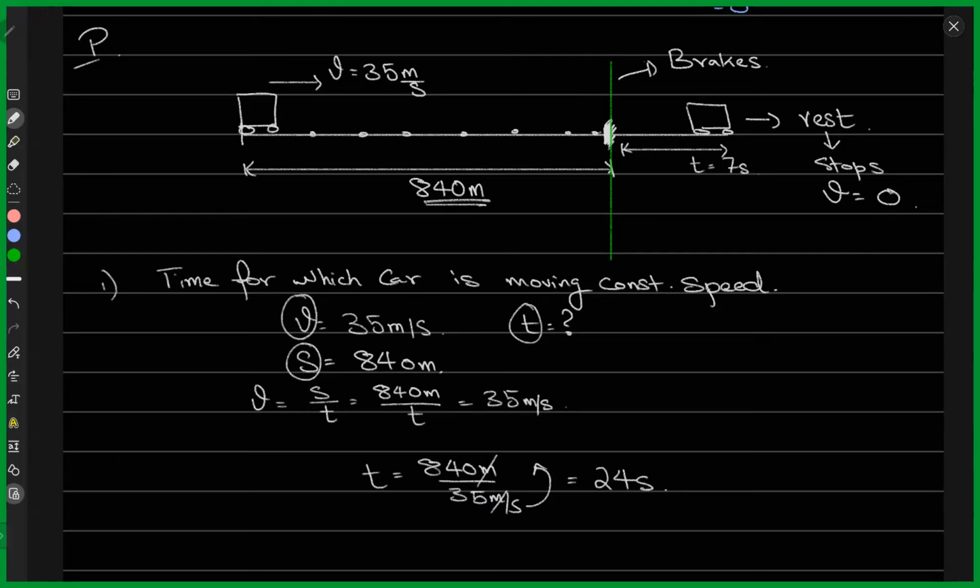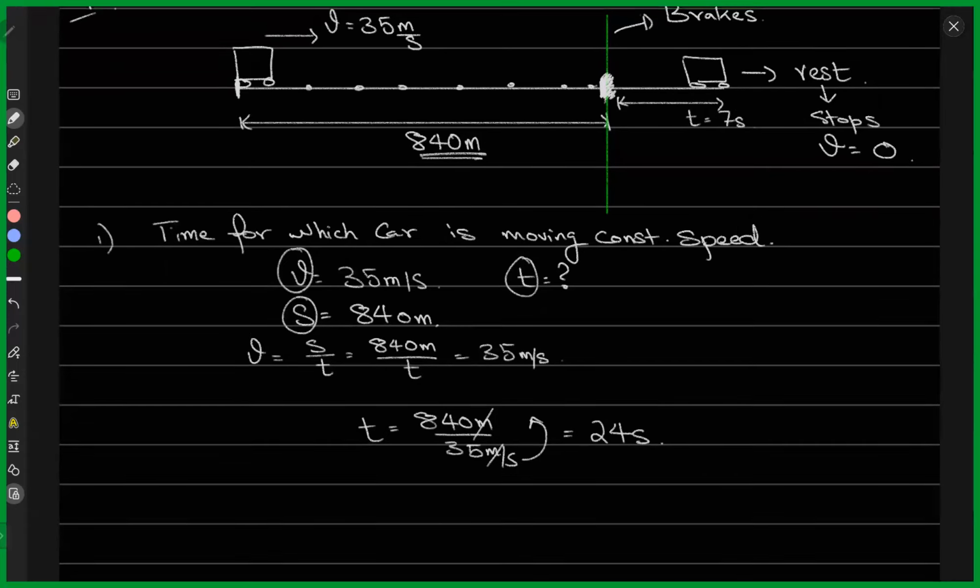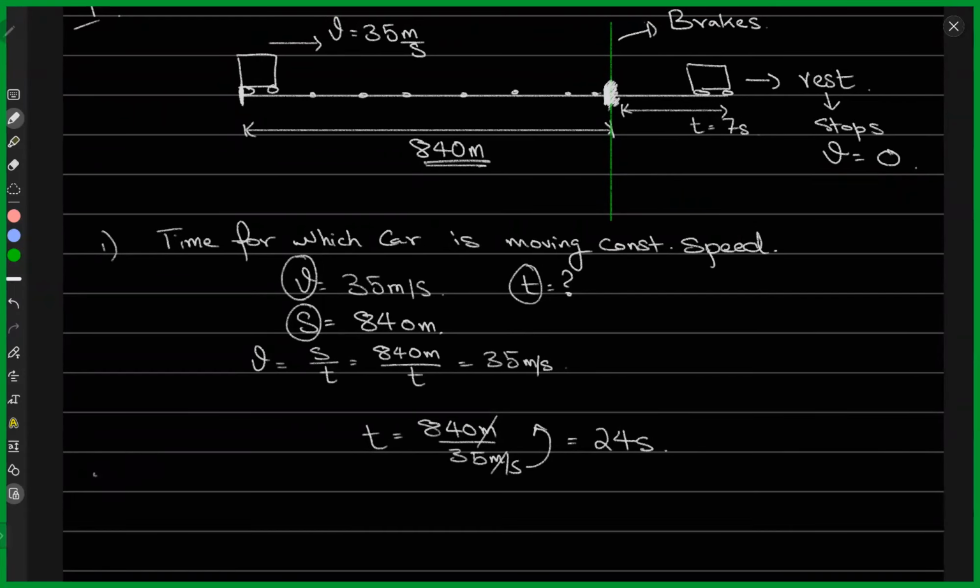That's 24 seconds. So let's see what this means. This means that the car is moving at 35 meters per second, and since the driver started his journey, up until the time he applied brakes, he was traveling for 24 seconds. As soon as 24 seconds passed, the driver pressed on the brakes and started to decrease his velocity or speed. All right, so is that clear for everyone? Clear. Okay, wonderful.